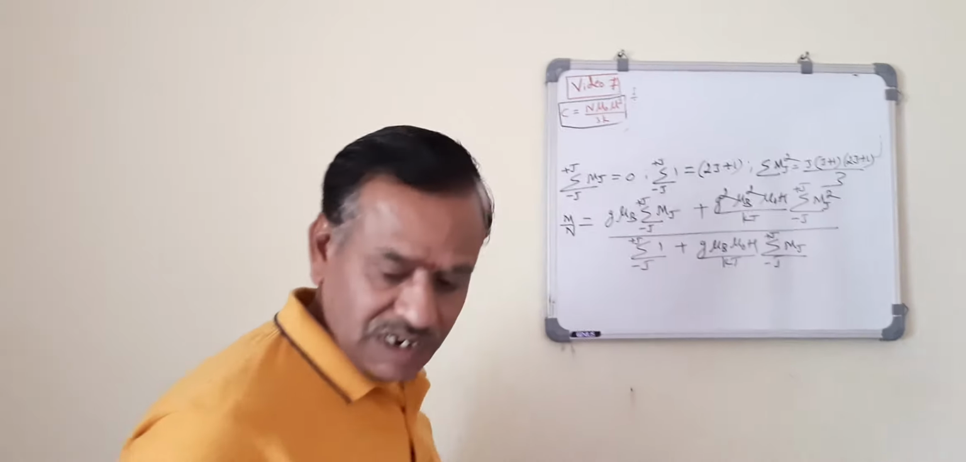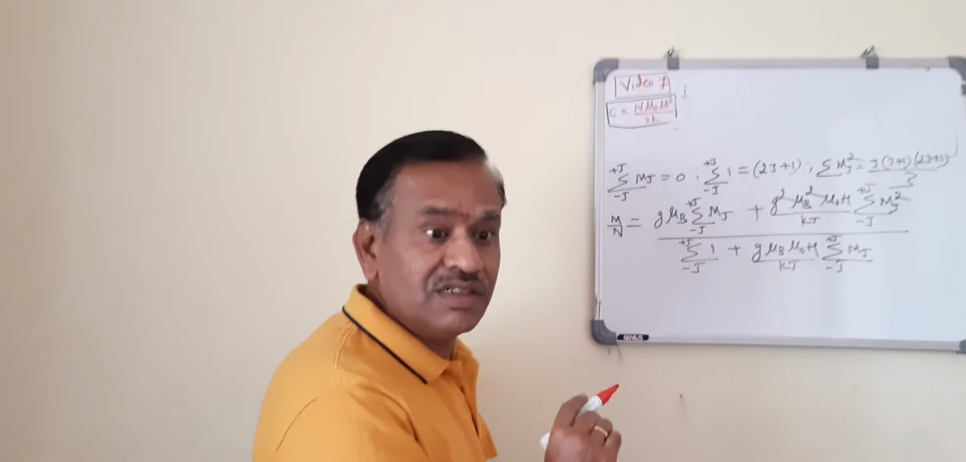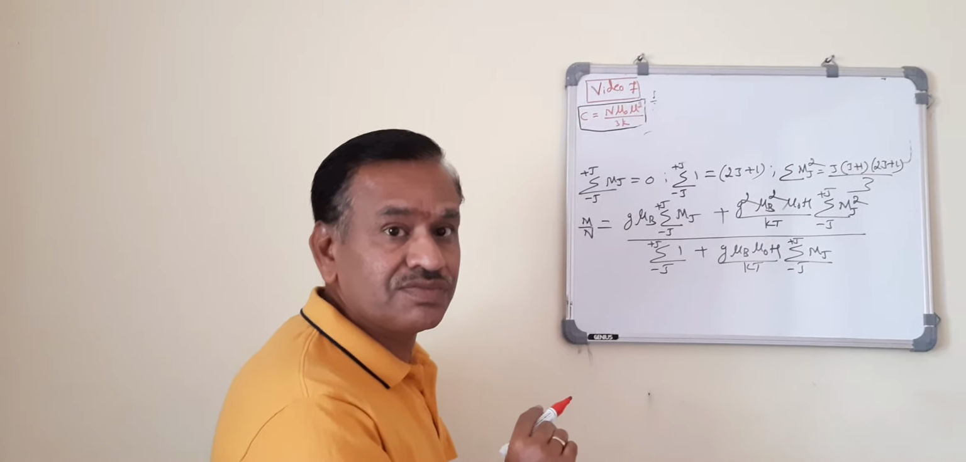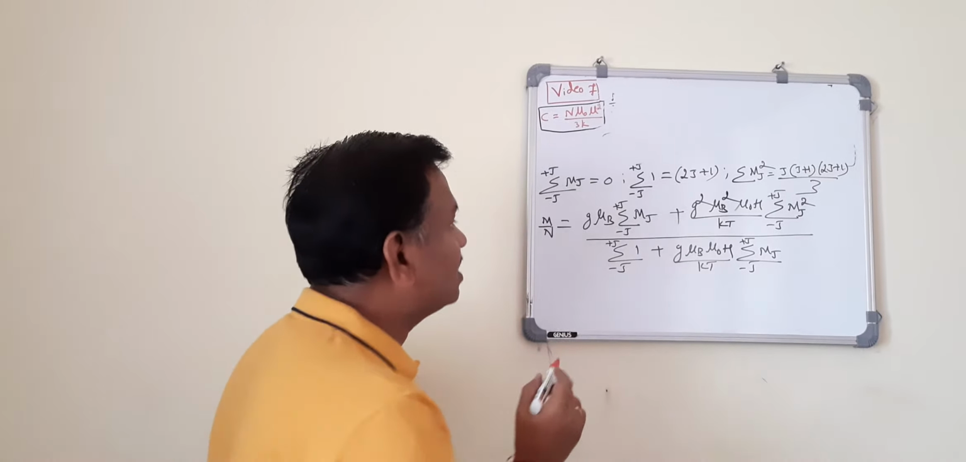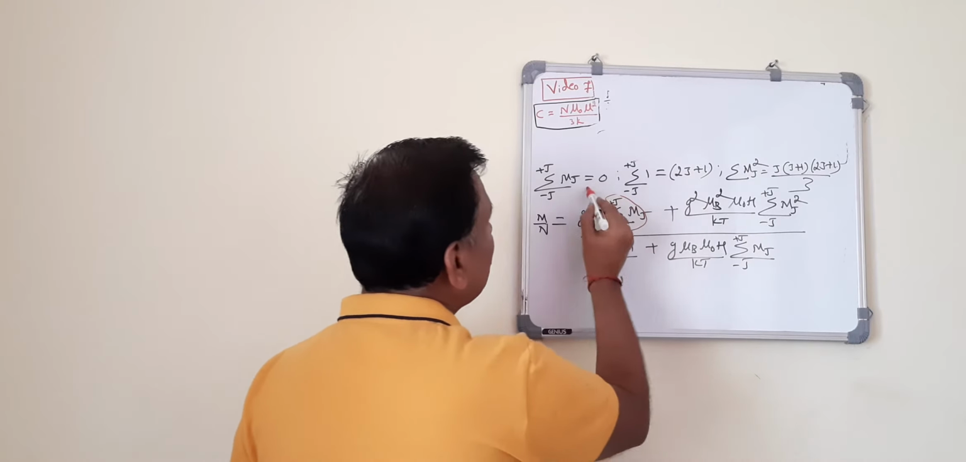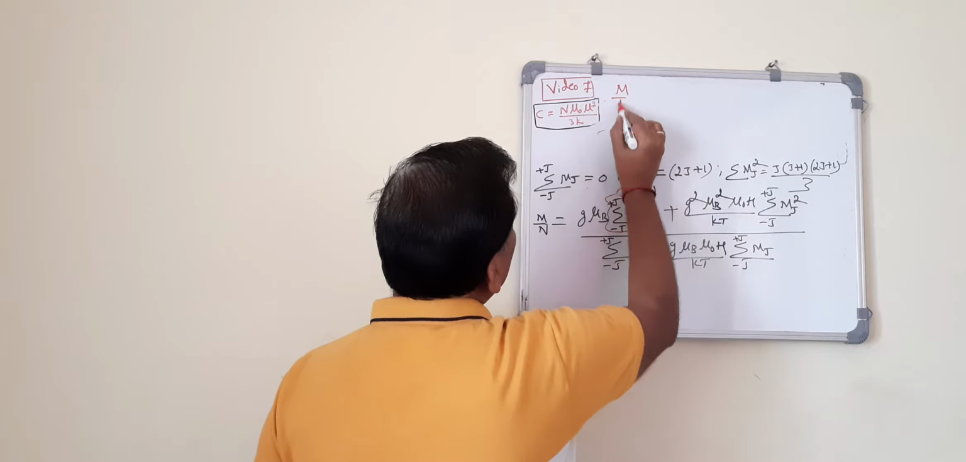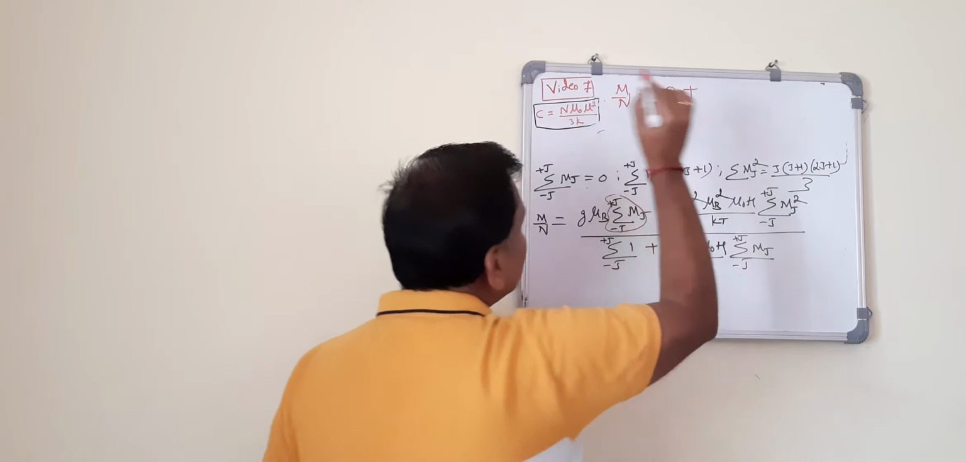Now, here. Start. This quantity, altogether, what is it? It is 0. So M divided by N equals 0 plus I.